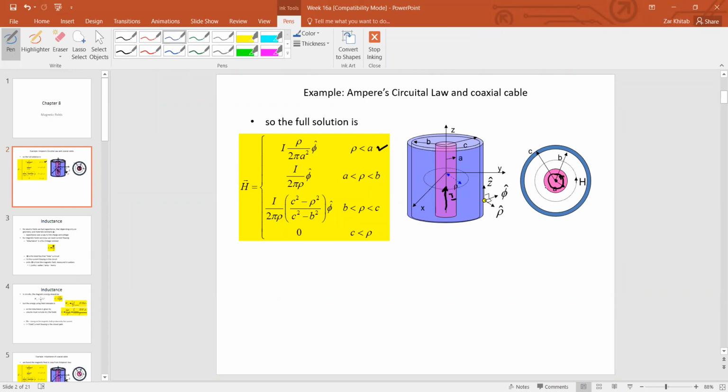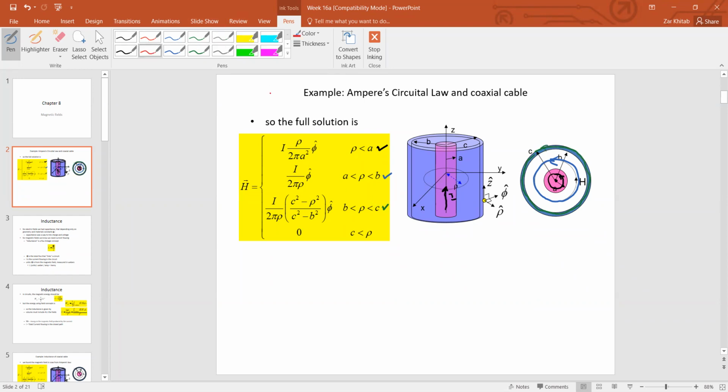And the magnetic field exists between the two conductors, the inner conductor and the outer conductor. So the magnetic field intensity H exists in the gap, and that magnetic field intensity is this much. We also found that the magnetic field intensity also exists inside the outer conductor, and that magnetic field intensity also has an equation, given here.